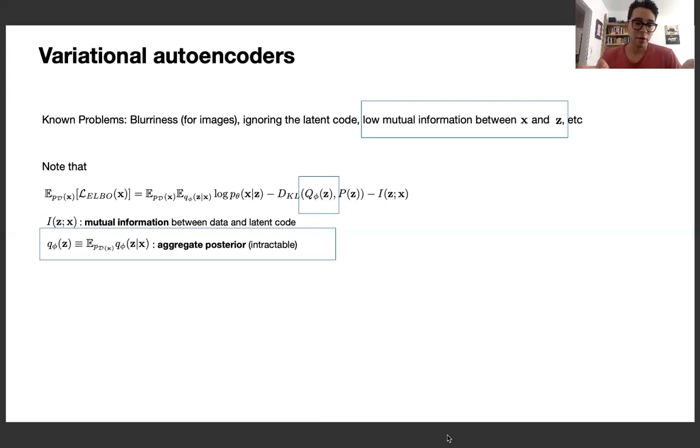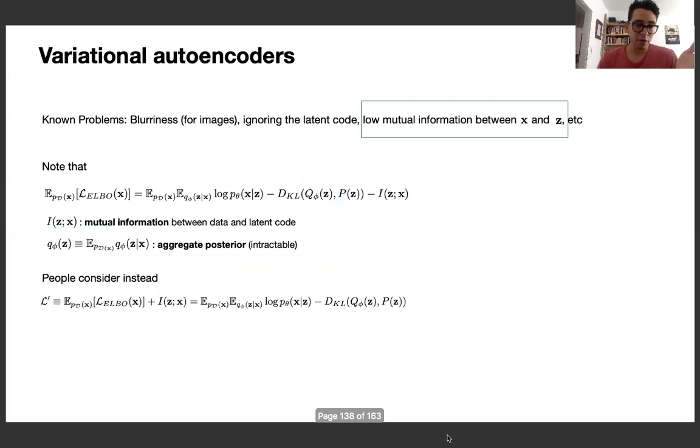The problem is that, as we said before, not only is the posterior complicated because we can put a neural network there and so on, but now we also have to integrate over the unknown empirical distribution. So this is in practice intractable.